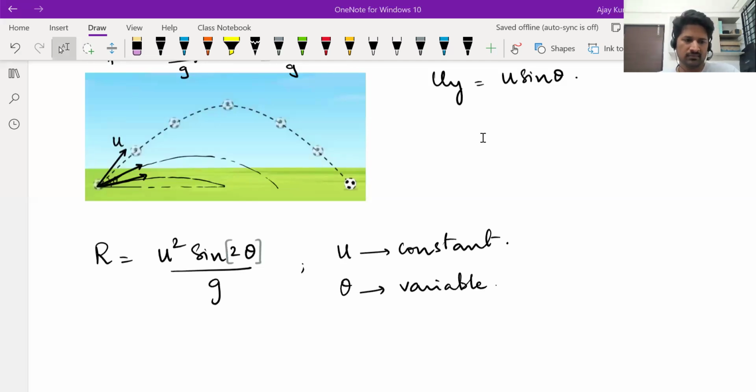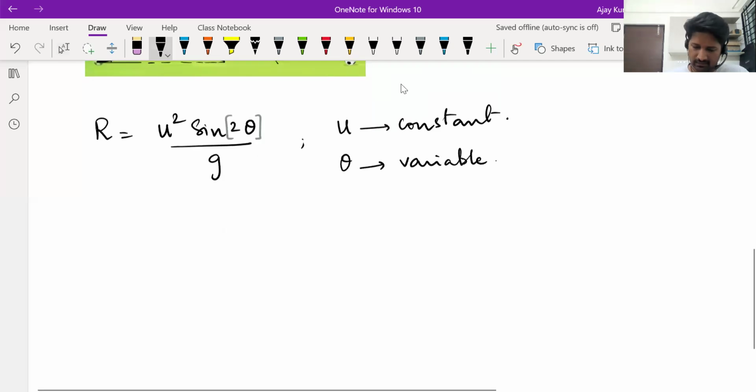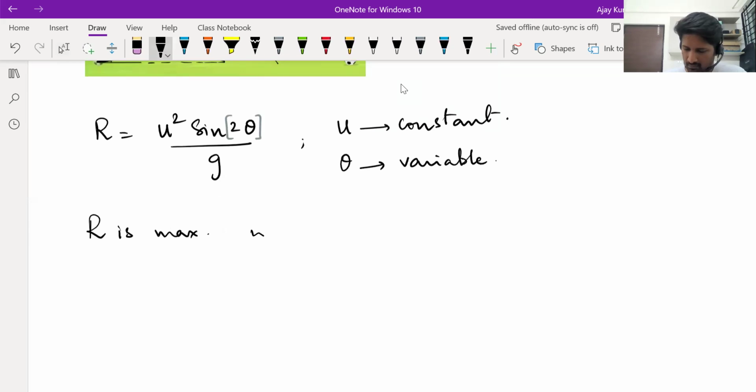45 degrees, sir. 45. Okay, fine. Sine 90 degrees is the highest value of the sine function that we can get. So you can say that range will be maximum when sine 2 theta is maximum. Okay, because for different values of theta, you'll get different values of sine 2 theta, and that will give you different values of range. So if you want range to be maximum, this function has to be maximum.